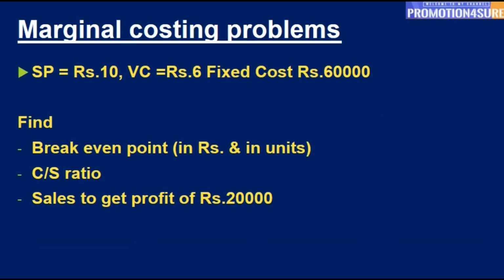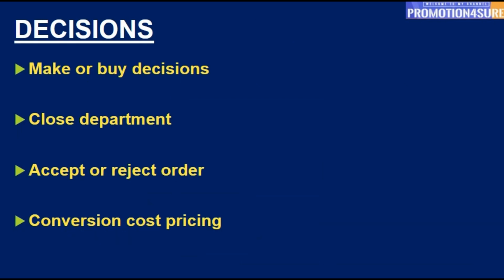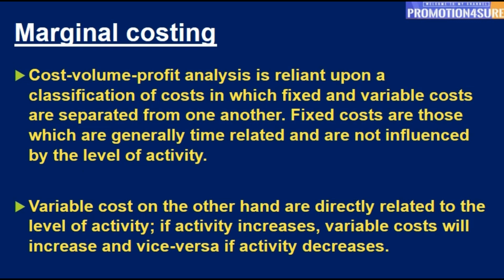Now this is an example which you can go through by pausing the video and taking a look at it. Okay. Now make or buy decisions, close department, accept or reject order, and conversion cost pricing. Now what is marginal costing?